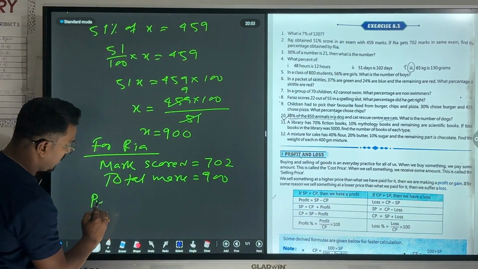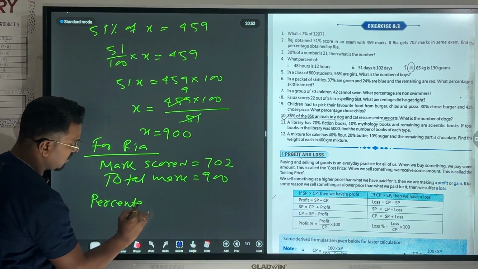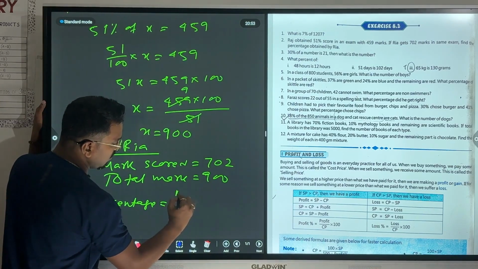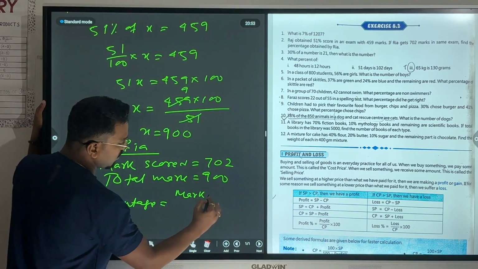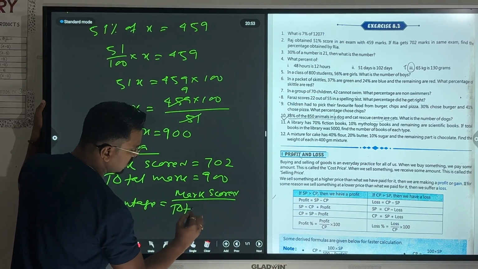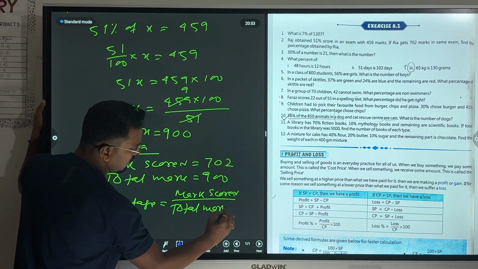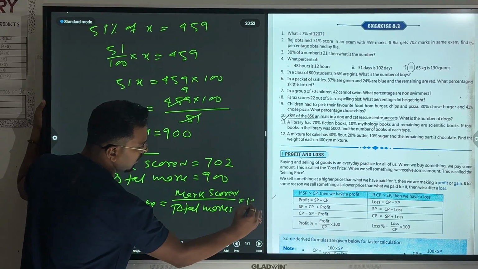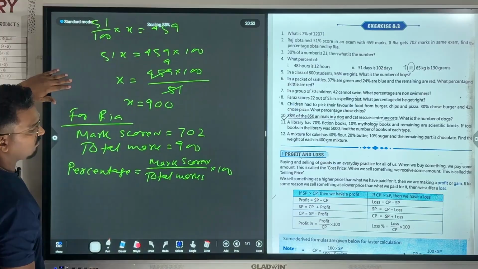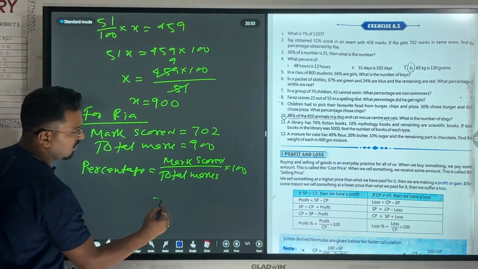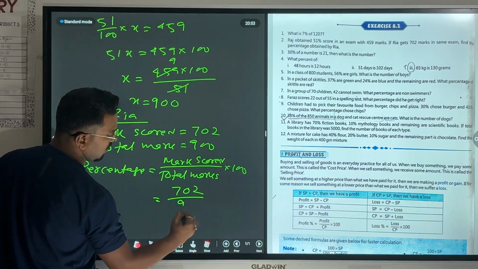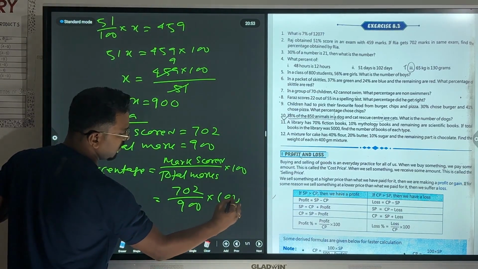There is a formula to find the percentage. What we have to do? Marks scored divided by total marks, multiplied by 100. Whenever you want to bring it into percentage, you have to multiply by 100. So marks scored is 702 divided by 900 into 100.